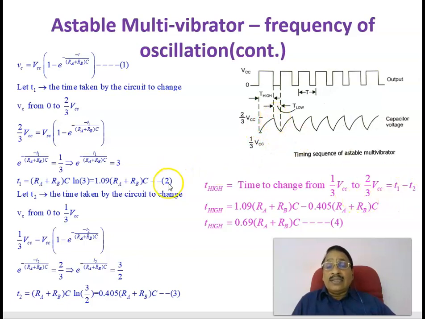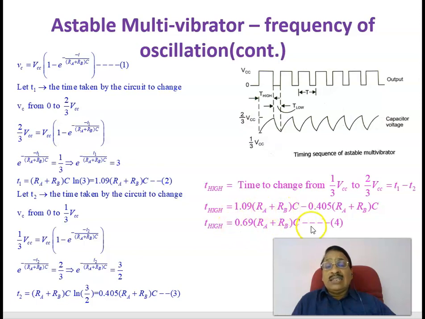That is equal to T1, which is equation 2, minus T2, which is equation 3. Subtracting equation 2 minus 3, we'll be getting 1.09 (Ra plus Rb) into C minus 0.405 (Ra plus Rb) into C, or 0.69 (Ra plus Rb) into C. That's equation 4. Therefore, the time duration for the high period, T high, is derived as 0.69 (Ra plus Rb) into C.